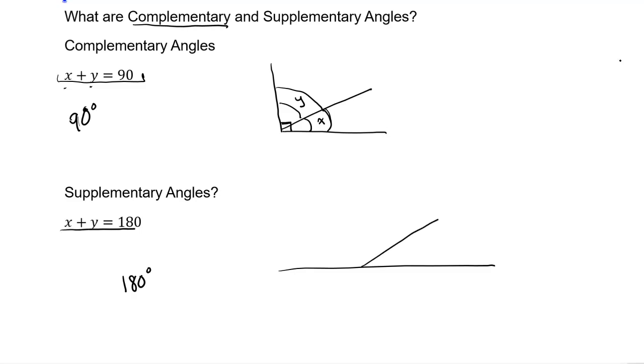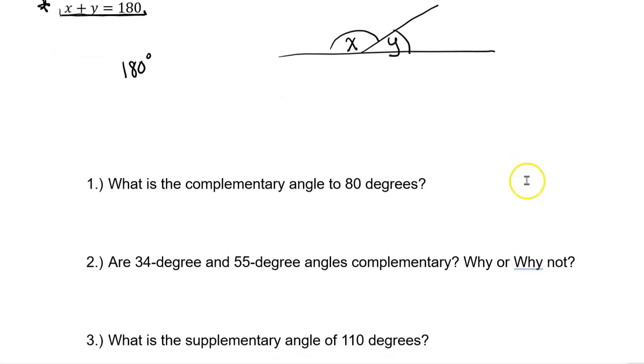So I'm going to draw my line here. Notice I have my little equation already. So I'll say that x and y, right? So this angle x plus this angle y gives me 180. That's where this little equation comes from. So when you see the word complementary, you know that you're using this formula. If you see the word supplementary, you know that you're using this formula. One equals 90, the other equals 180. So let's go practice this.